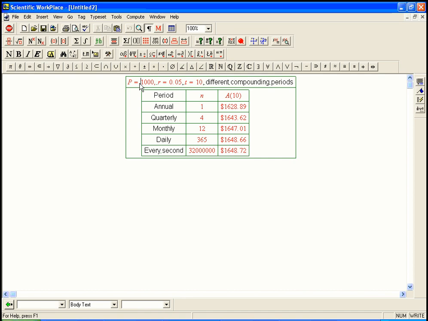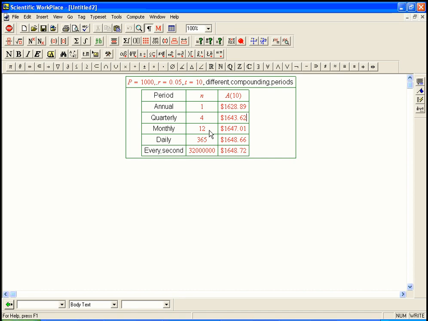So here, starting with $1,000, 5% interest, t equals 10, what happens with different compounding periods? If it's monthly, that's where the 1647, which calculated a little more exactly is 1647.01. If you were just doing it annually, if you compounded 10 times, but each time they gave you the full 5%, then you get only 1628.89. So you get almost $20 more. In between, if you did it quarterly, once every 3 months, then you get 1643.62.